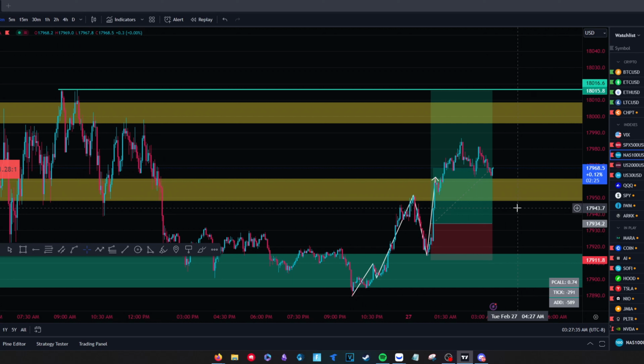Again, are supply and demand zones and chart patterns the end all be all? No, of course not. Can they be useful? Definitely. How can they be useful? At least the way I use them, supply and demand zones, I like to use them to tell me where I want to be paying attention.